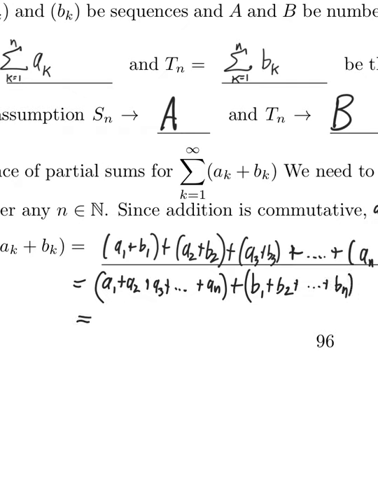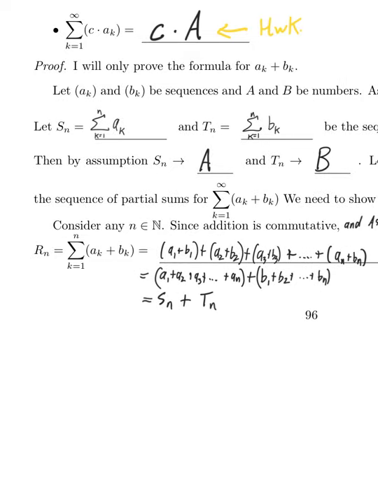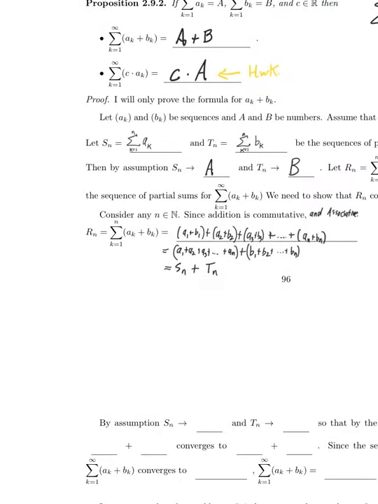Oh, neat. So here I see a sequence of partial sums for a_n. That has a name. Its name is S_n. Here I see a sequence of partial sums for b_n. That sequence of partial sums has a name. It's T_n. Or rather, I see the nth term in each of those sequences. So R_n is equal to S_n plus T_n. So let's just write that. I have space. So R_n equals S_n plus T_n.